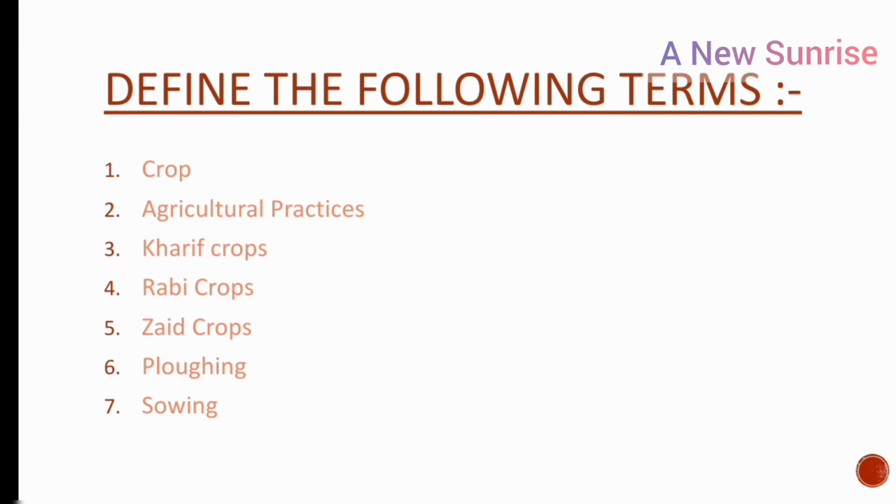Next come, define the following terms. You have to define all these 7 terms in description box. Sorry. In comment, you have to write down the definition of all these 7 terms. If your topic is not clear, please watch the video again so that your topic is being clear.